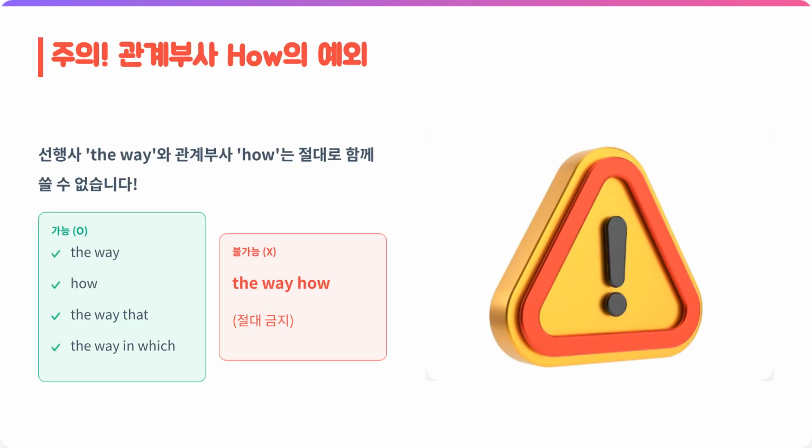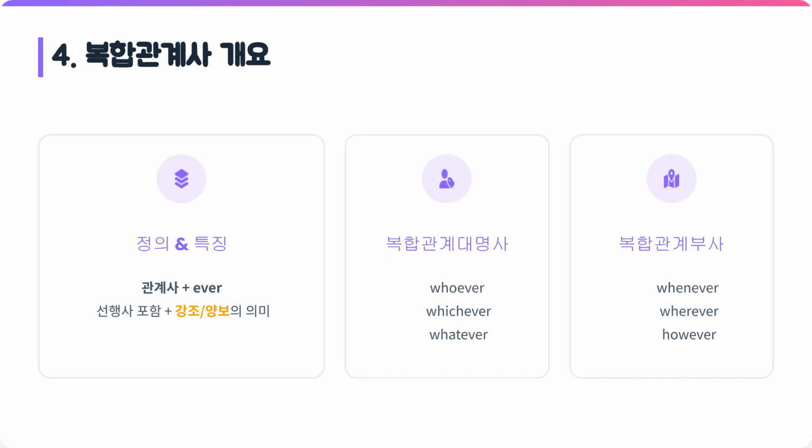A major exception is the relative adverb how. The antecedent the way and the relative adverb how can never be used together. You must choose one of the correct forms: the way, how, the way that, or the way in which.